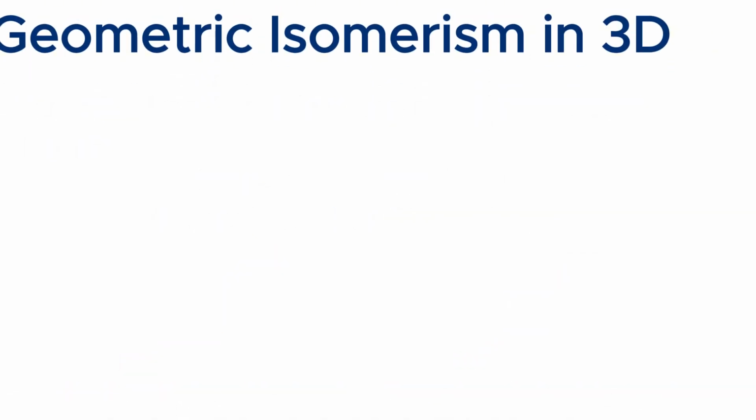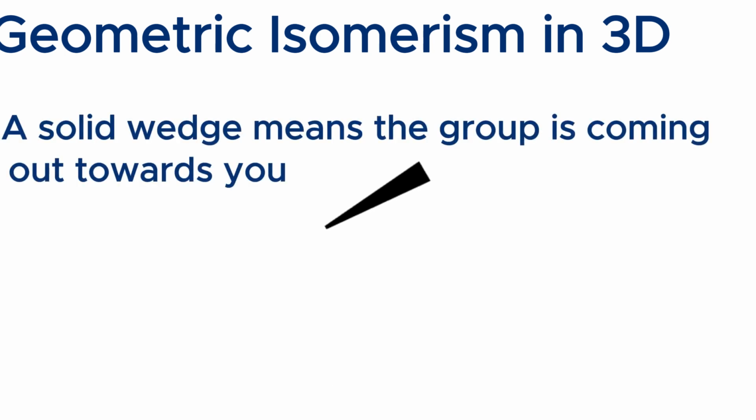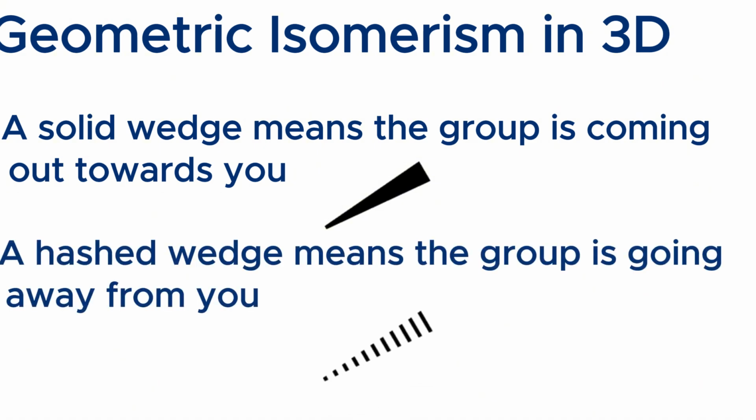Now, when we represent these structures in 3D, we use wedges to show the spatial arrangement. A solid wedge means the group is coming out towards you, while a hashed wedge means the group is going away from you. This is a helpful way to visualize the difference between the cis and trans forms.